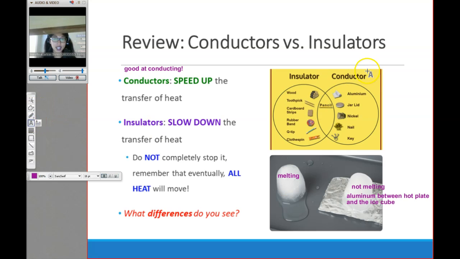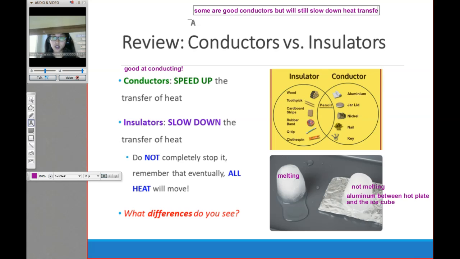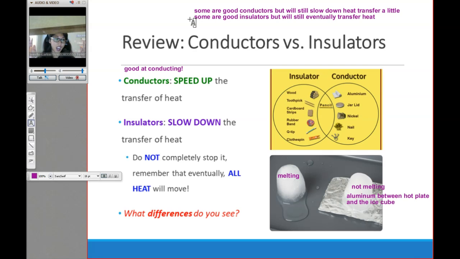So here's the idea, guys, that really it's a range, right? There's really a range of how well things conduct versus insulate. Some are good conductors, but will still slow down heat transfer a little. And some are good insulators, but will still eventually transfer heat. So it's all just kind of a scale or a spectrum, right? It might be a good conductor versus a bad conductor or insulator, but it's all on a scale. Okay, give me a smiley face if that makes sense.